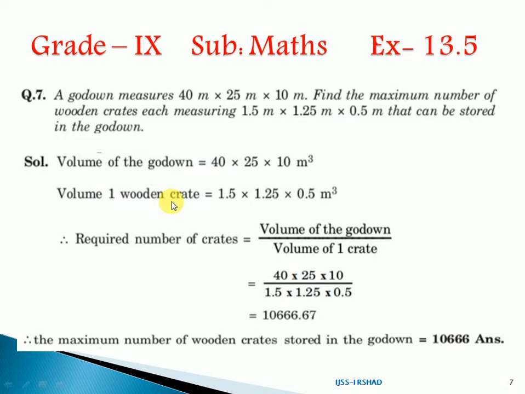And the volume of one wooden crate will be this, all dimensions multiplied here: 1.5 multiplied by 1.25 into 0.5 meter cube. Now we want to know how many crates can be stored. So the required number of crates is equal to the volume of the godown divided by the volume of one crate. The volume of the godown is 40 into 25 into 10, and in the denominator we write the volume of one crate, that is 1.5 into 1.25 into 0.5. You just multiply all the numerator and all the denominator, then you can divide it.